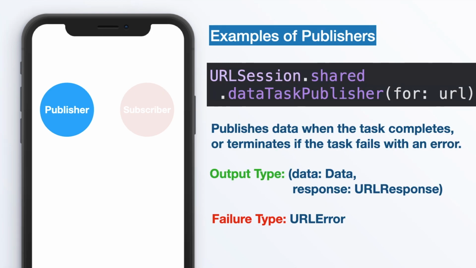Alright, now let's have a look at another publisher. In this case, I have the data task publisher, which comes out of the box from URL session. The data task publisher publishes data when the task completes, or it terminates if the task fails with an error. You can imagine in this case the failure type cannot be never, because whenever you have a network request, it may fail, for example, if the server is not able to respond to your request. So in this case, the failure type per definition is URL error, and the output type is going to be a tuple of a data and a response.